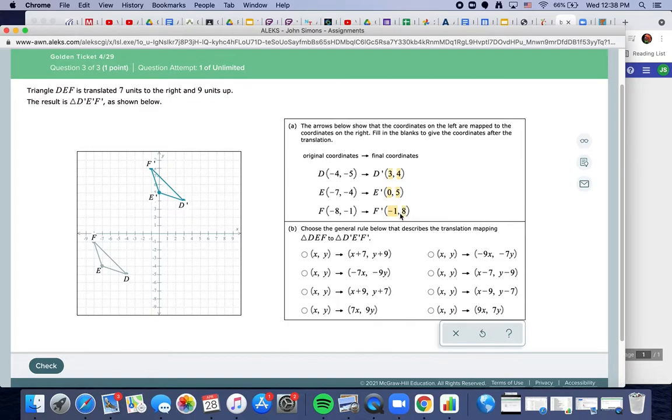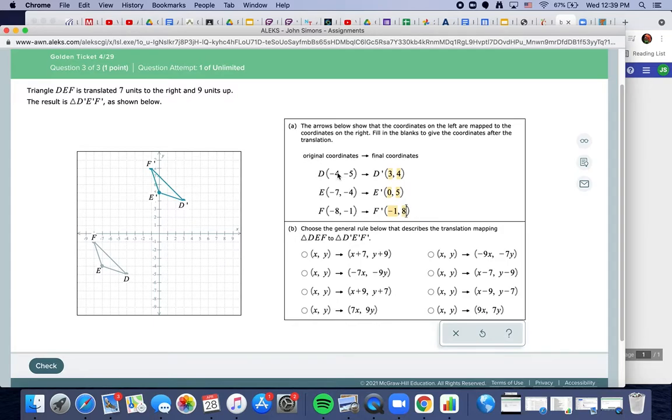All right, now what we want to do is figure out what kind of rule we've got going on here to go from this to this. What's happening? The way it works is if they write any kind of rule, it's basically, what are you doing to the original coordinate to get to the next coordinate? So let's look at what's happening here.